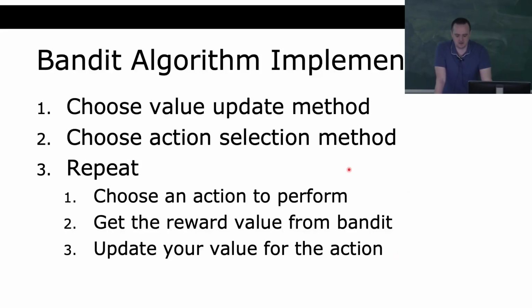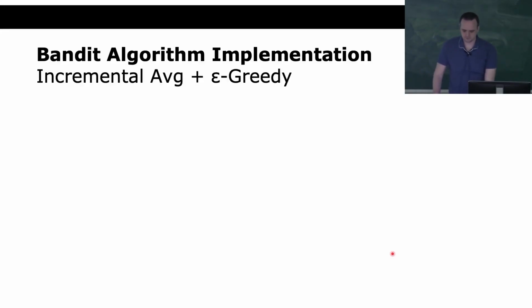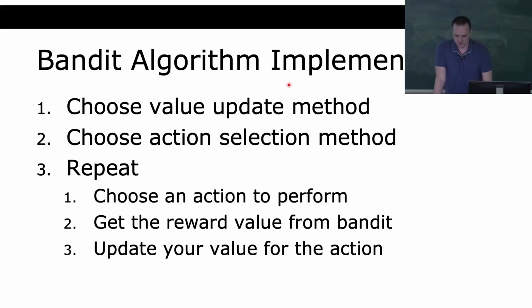Based on your new values, you choose an action, you get the reward, update your values. And this just repeats and repeats and repeats. And over time, you're choosing good actions more often, your average reward is going up. So let's have a look at some pseudocode. This is going to be the incremental average formula with epsilon greedy action selection. So here we've chosen incremental average, and here we've chosen epsilon greedy.